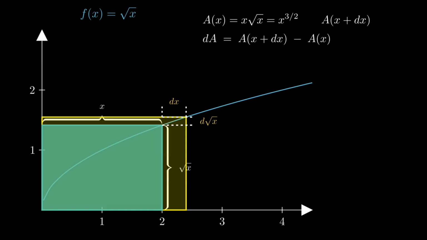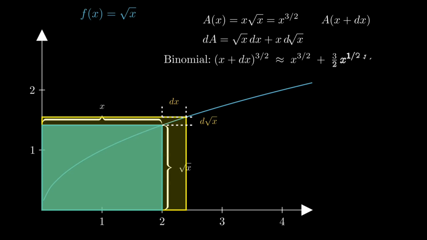Second, we apply the binomial approximation directly to x to the power of 3 halves and get the new area in terms of dx. You can watch my video on approximations in case you aren't familiar with how binomial approximations work. Coming back to the problem at hand, equating the two results gives us a clean expression for the derivative of square root x. And the answer? 1 divided by 2 times square root of x, or 1 half x to the power minus half.